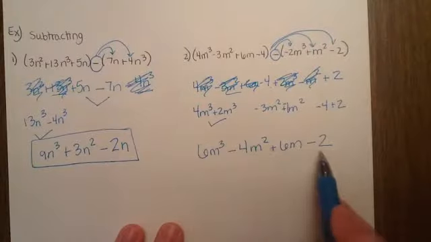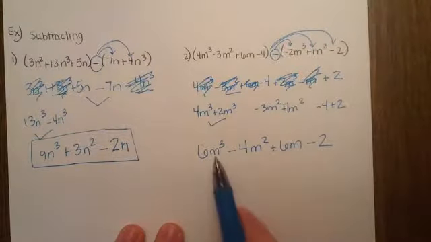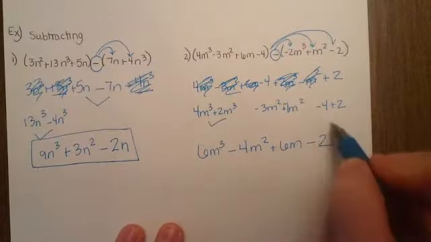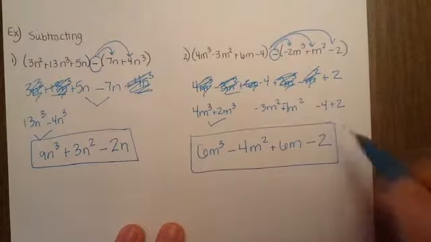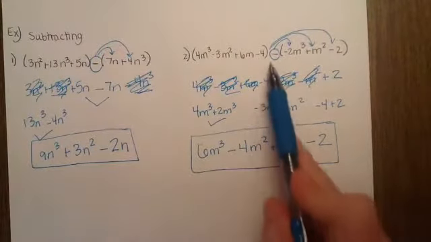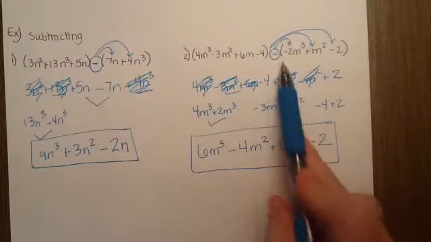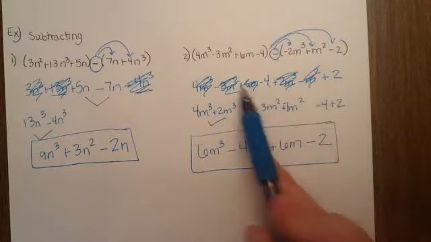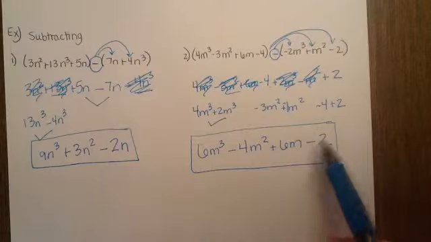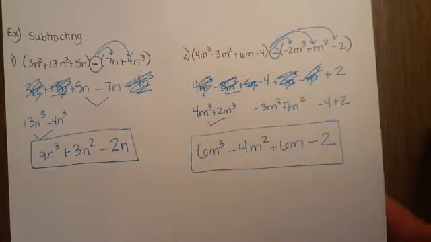Can we combine anything here? No, they have different exponents. I cannot put anything together with different exponents. So that is it. Distribute the minus sign. Be very careful with your plus minuses. Put pieces together that match. Nice job.